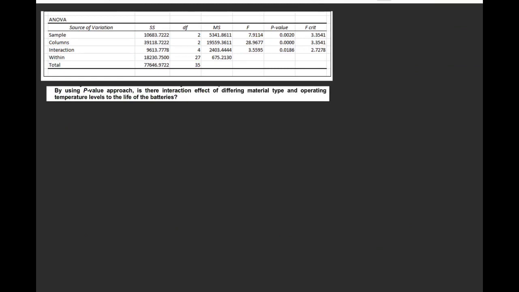Okay, last question, for example 5.2c, question number 3. By using the p-value approach, is there any interaction effect of different material type and operating temperature levels on the life of batteries? So the question asks us to test, is there any interaction effect? When we talk about interaction, it is a two-way ANOVA. Interaction effect between material type and operating temperature. So material type is factor A, operating temperature is factor B.